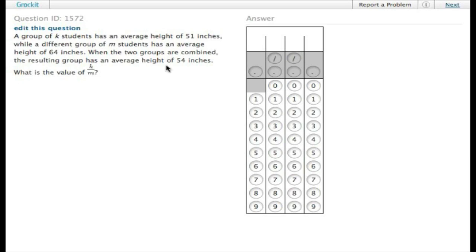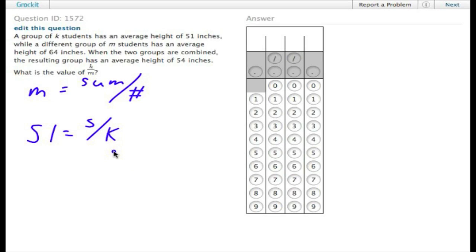Okay, so as we know, the average, sometimes M for mean, is equal to the sum over the number of entries. So for this first group here, the number of students is K and the average height is 51. So 51 equals this sum over K, right?